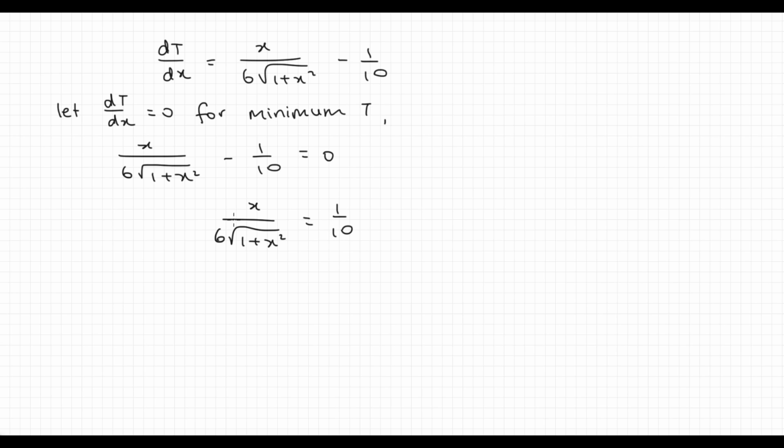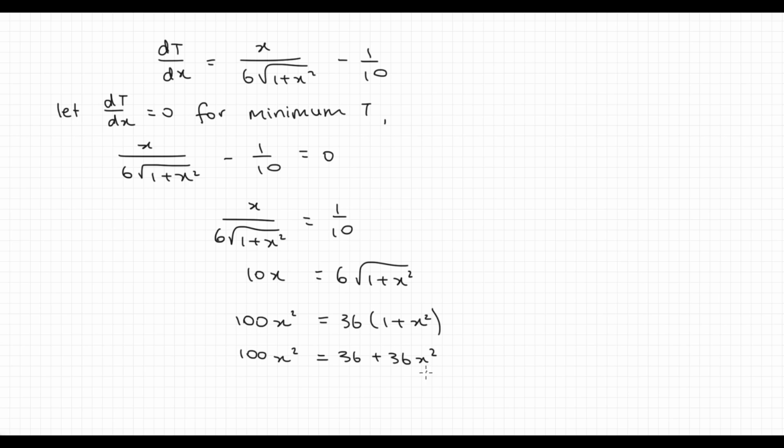And once I've got this, I'm going to cross multiply. So the 10 gets multiplied with the x, and the 6 root (1 plus x squared) gets multiplied with a 1. And that's going to give me 10x equals 6 root (1 plus x squared). And now, to get rid of the square root on the right-hand side, I'm going to square both sides. So if I do that, we get 100x squared equals 36 times (1 plus x squared). If I expand the right-hand side, we've got 100x squared equals 36 plus 36x squared.